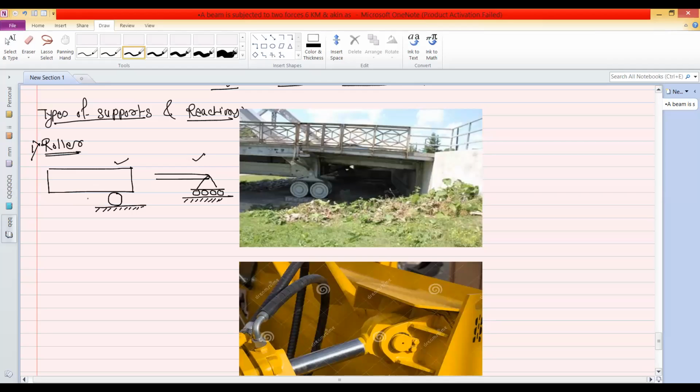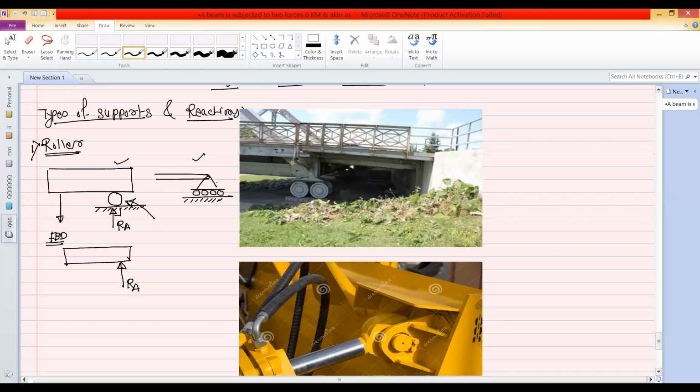So when we draw the free body diagram, so FBD, so this is the object. And then for this roller support, we have to just show one reaction which is perpendicular to this surface. So this is the direction of this reaction. Suppose this reaction is RA, then in the FBD, we have to just show the reaction RA, which is perpendicular to this surface, not to the object.